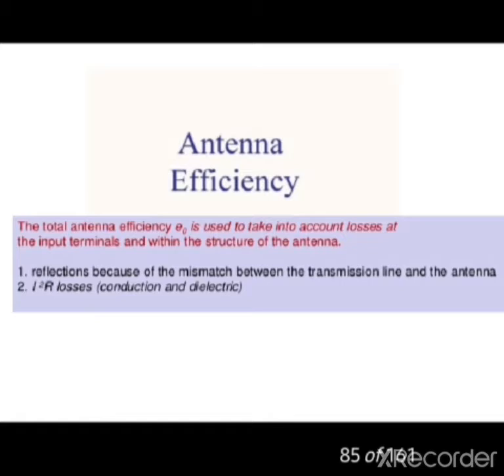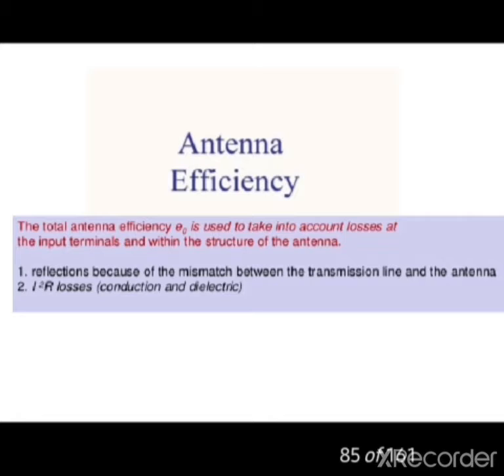That means the total antenna efficiency is used to take into account losses at the input terminals and within the structure of the antenna. Efficiency depends on how much power you are giving and how much power should be radiated, so some losses will be there during the transmission. These losses are considered by the reflections due to the mismatch between the transmission line and the antenna, and the second one is the I square R losses. These two will be considered.